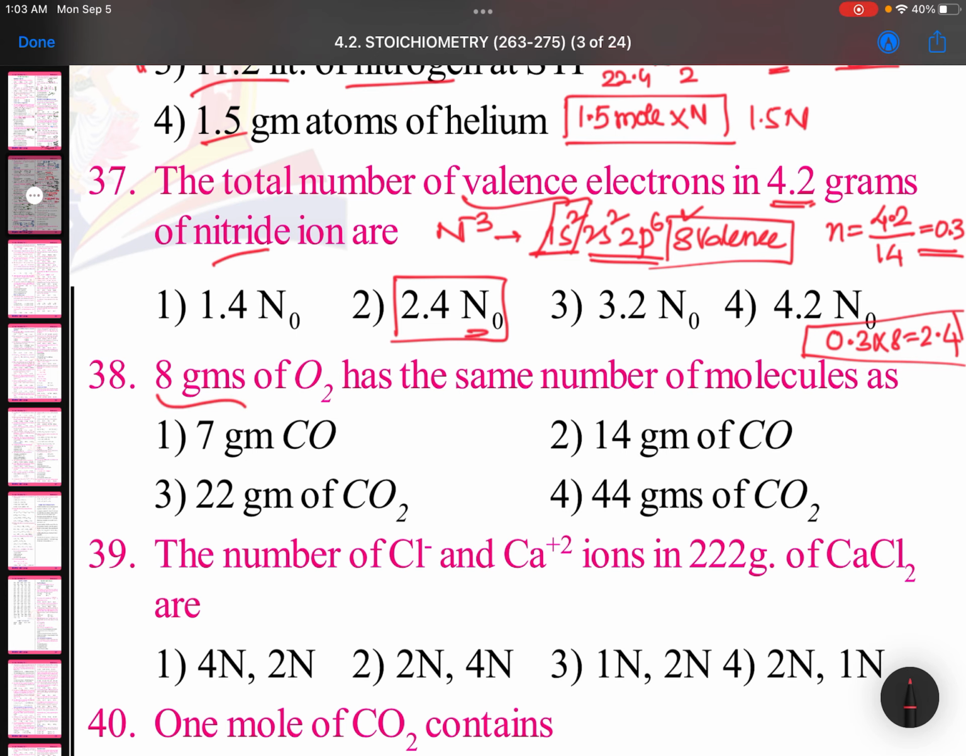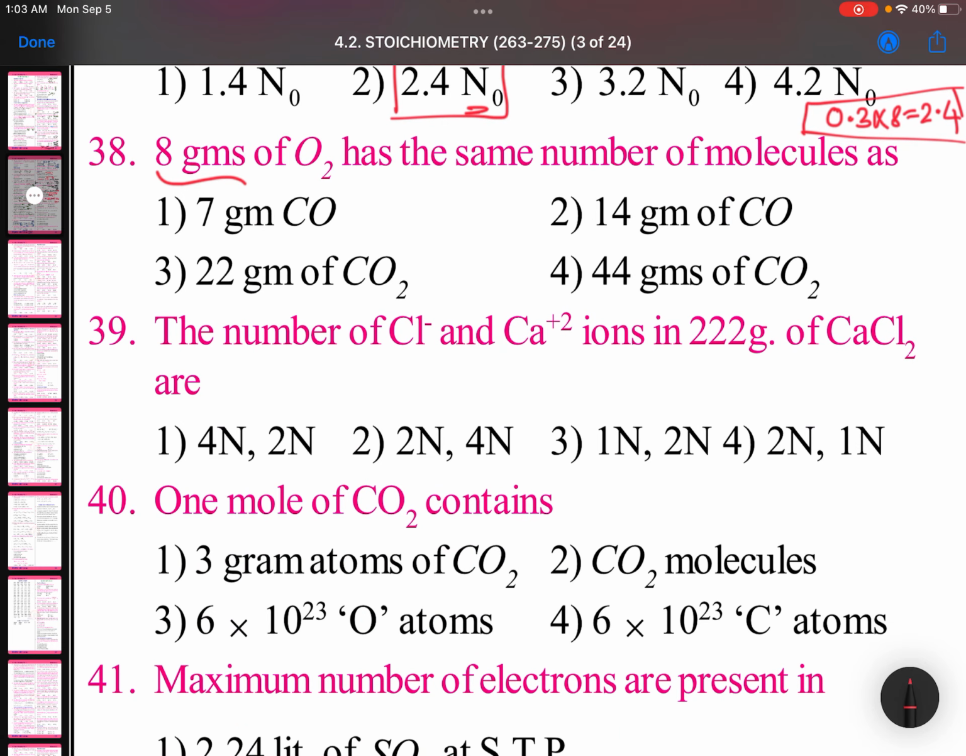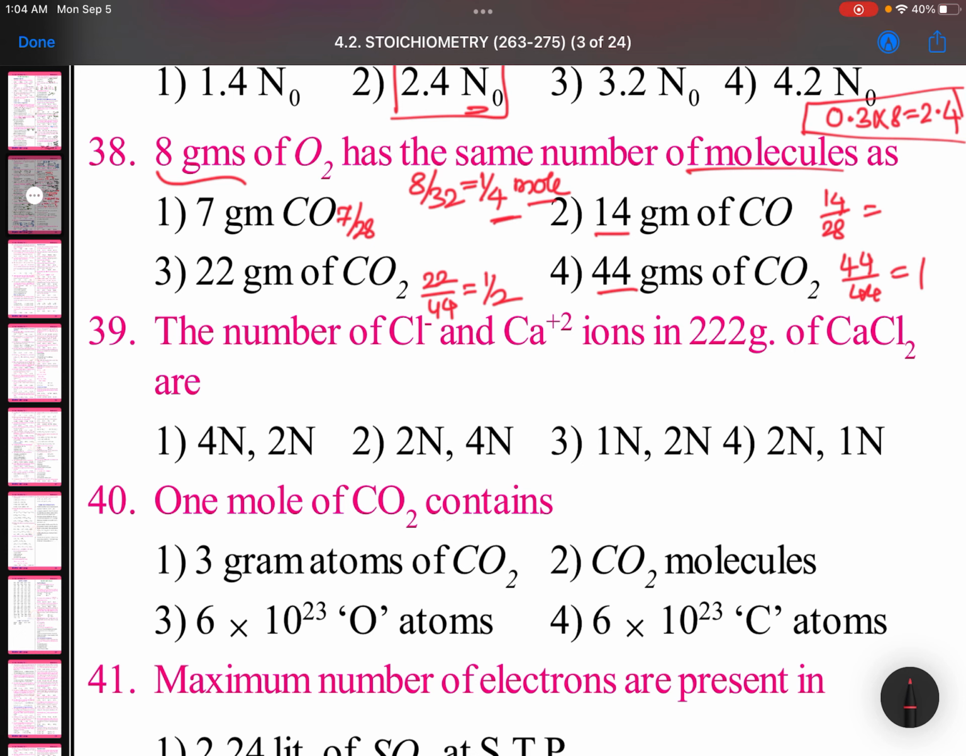8 grams of oxygen has the same number of molecules as... 8 grams of oxygen means 8 by 32 is equal to 1 by 4 moles. So you need to check the same because he is asking molecules. 7 grams of CO, 7 by 28. 22 grams of carbon dioxide, 22 by 44. 14 grams of CO, 14 by 28. 44 grams of carbon dioxide, 44 by 44. So he is asking 1 by 4 moles, so this is 1 by 4.